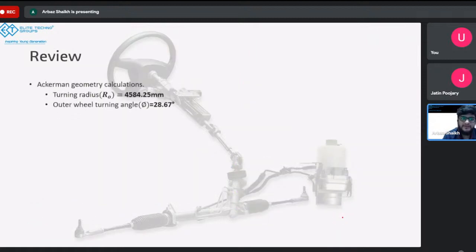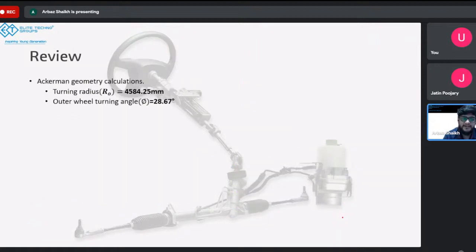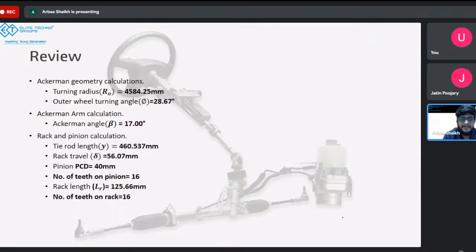So in review, what we learned today, first we did the Ackerman geometry calculation, in which we figured out the turning radius and the outer wheel turning angle. Then we went to the Ackerman arm calculation, where we calculated the Ackerman arm to be 17 degree and Ackerman angle to be 70 degree, and Ackerman arm length, I told you how to assume it according to the distance d. And then we did the rack and pinion calculation.